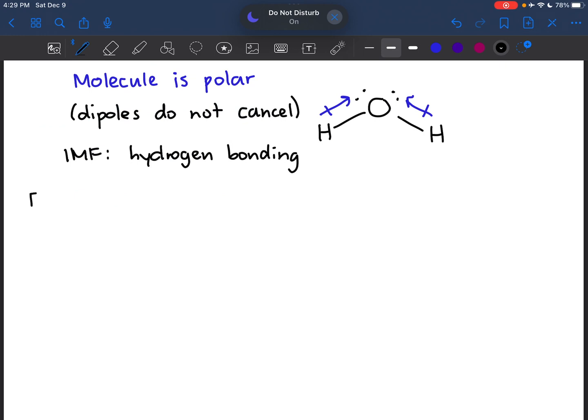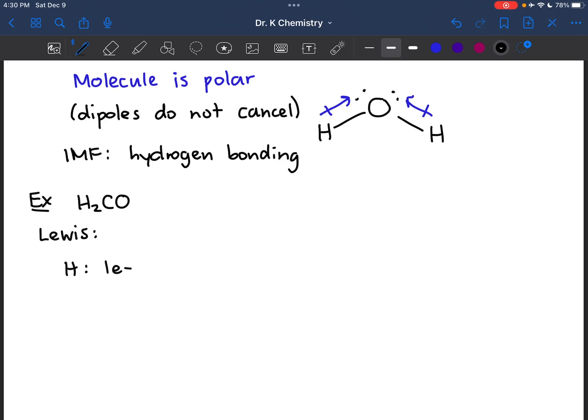Let's try one more example. Okay, so here we need to determine whether or not we have a polar bond. And here might actually be a little bit tricky if you're not familiar with this molecule to just look at it and know what kind of bonds you have. So you may actually want to start by drawing the Lewis structure.